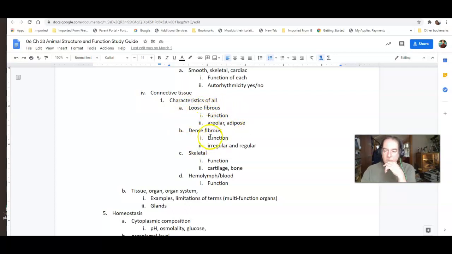Dense fibrous is what we call tendons or the sheet versions of connective tissue. So the regular dense fibrous connective tissue would be a tendon or a ligament. I think that's fairly self-explanatory. They're made out of lots and lots of fibers packed really close together. And the irregular fibrous connective tissues are the things that surround and hold an organ together.